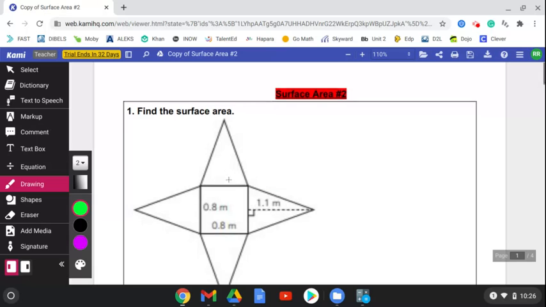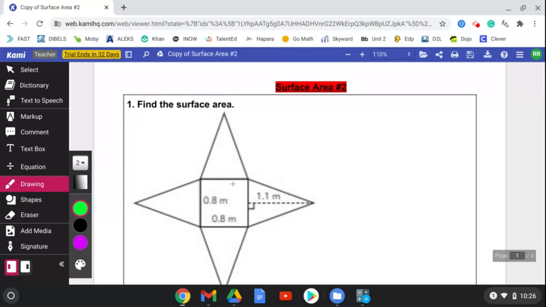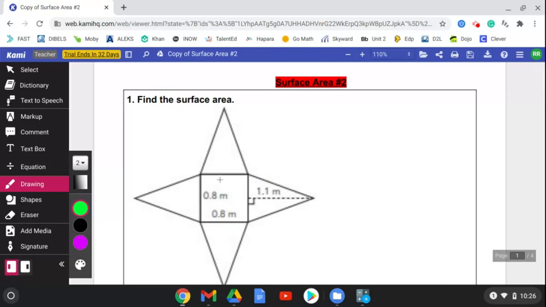And so what we have here is what is called a net, right? A net is when you take a three-dimensional figure and flatten it out. And so this now looks like a two-dimensional figure. It's flat. We can find the area of the faces. And once we find the area of all the faces, we can add them together. We can take their sum, and that would give us the area of the whole figure, the surface area.